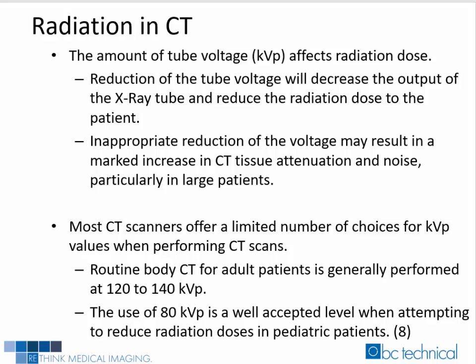Most CT scanners offer a limited number of choices for kVp values when performing CT scans. Routine body CT for adult patients is generally performed at 120 to 140 kVp. The use of 80 kVp is a well-accepted level when attempting to reduce radiation doses in pediatric patients.